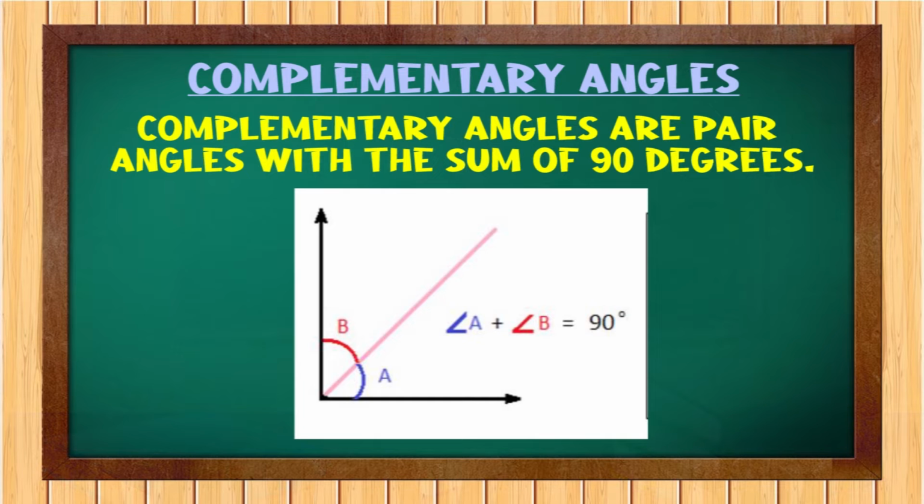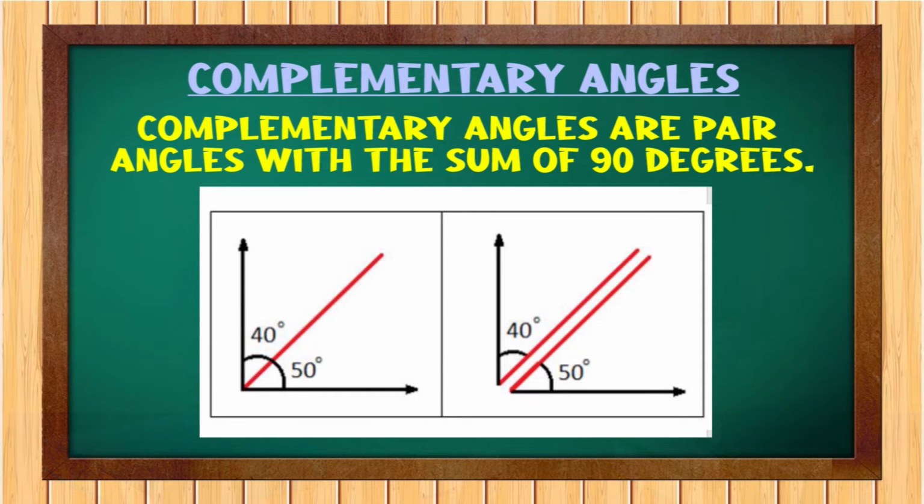Let's do a practical example. Let's say angle A is 50 degrees and angle B is 40 degrees. 40 plus 50 would give us 90 degrees. So when angle A and B merge, they should create a 90-degree angle. That looks like the letter L.